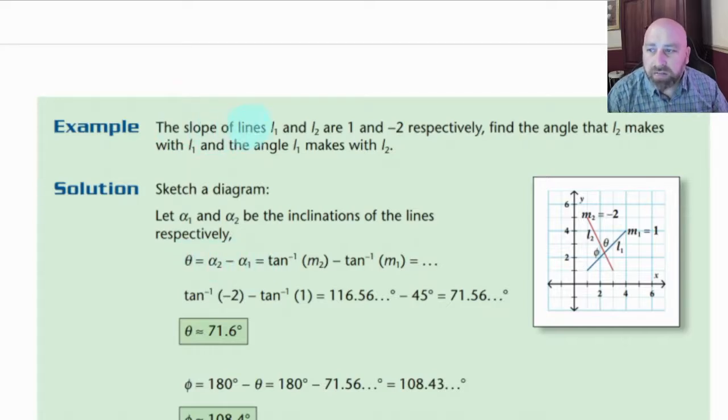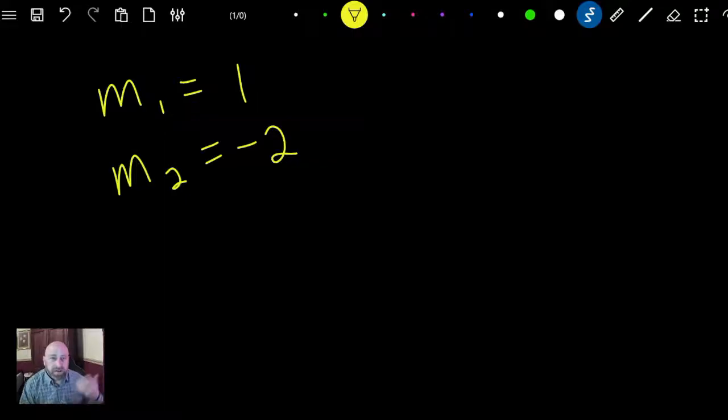The slopes of these lines, line 1 and line 2, are 1 and -2 respectively. So what does that mean, respectively? In other words, line 1 has a slope of 1, and line 2 has a slope of -2. So you'll want to go ahead and write that on your paper that you're doing your work on. You can see here I've written it on my computer screen. So m1, I'm calling that the slope of line 1, is 1. The slope of line 2, m2, is -2.